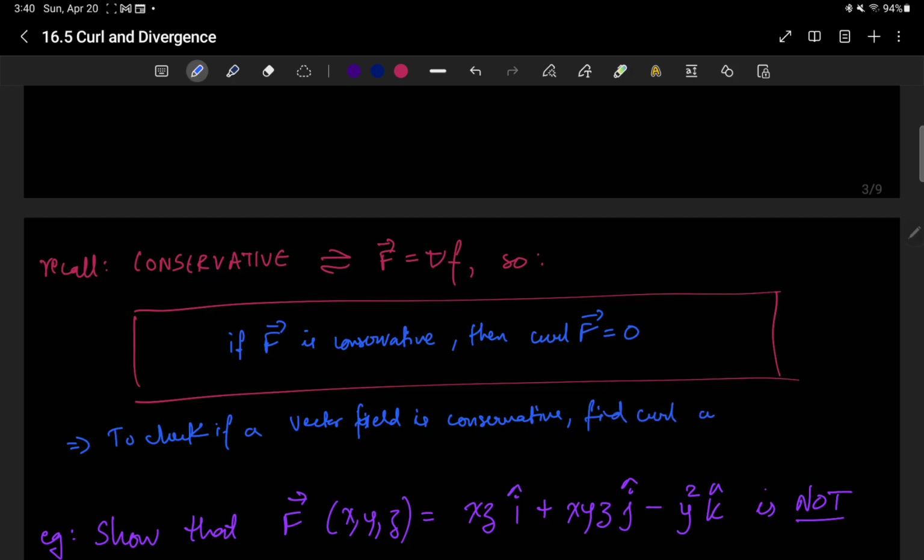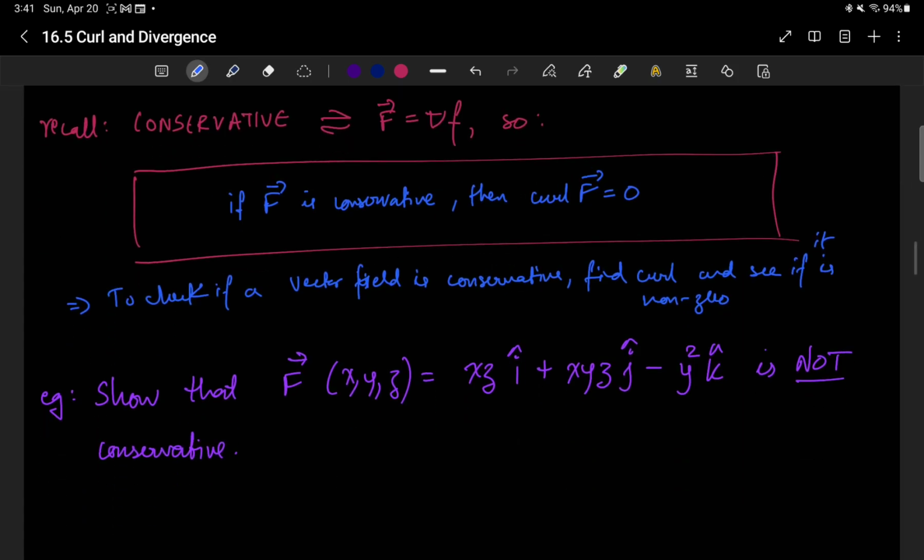Find the curl and see if it is non-zero. Because what does this result say? This says that if f is conservative, then curl is 0. Which means what is also true is that if the curl is not 0, then f is not conservative. So it gives us a nice way to check this.